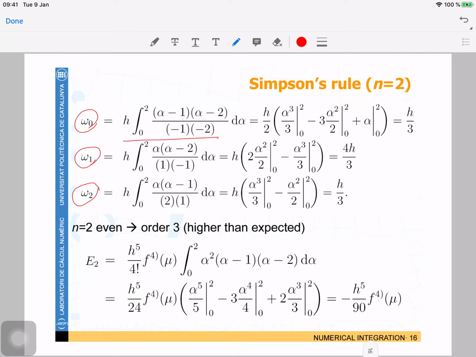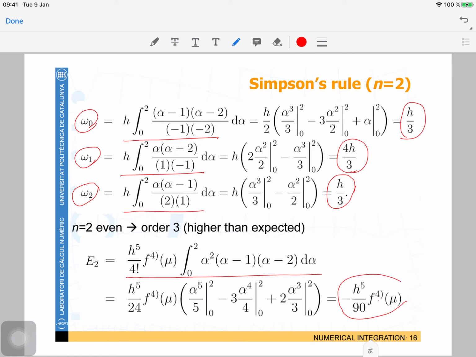Again, putting the terms in the integral for the weights, we come up with these weights for W0, W1 and W2. We can do the same for the error: putting the terms in the integral formula of the error, we can come up with this term.